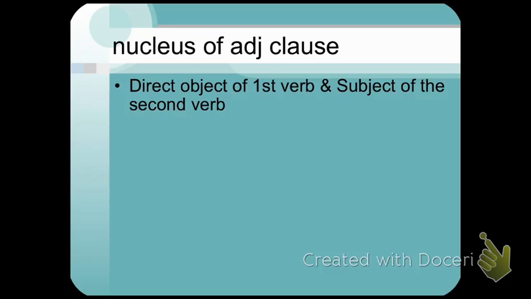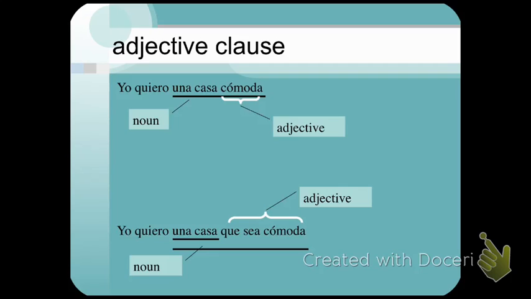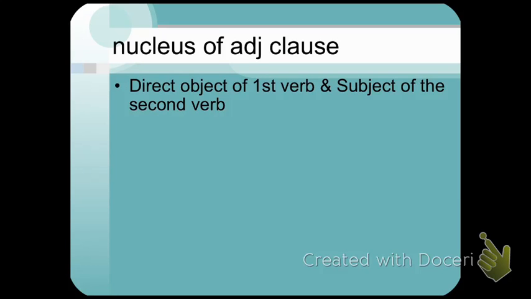So the nucleus of the adjective is the direct object of the first verb and the subject of the second verb. What? So if we go back a slide, what was our nucleus? Can you say that again? I can say that again. What was our nucleus in this one? A casa, right? Okay? It's the important part of that adjective clause. So it's the direct object of the first verb and the subject of the second verb. So when we find our direct objects, remember you take the verb and you ask what? Or whom. Whom, because it's an object.